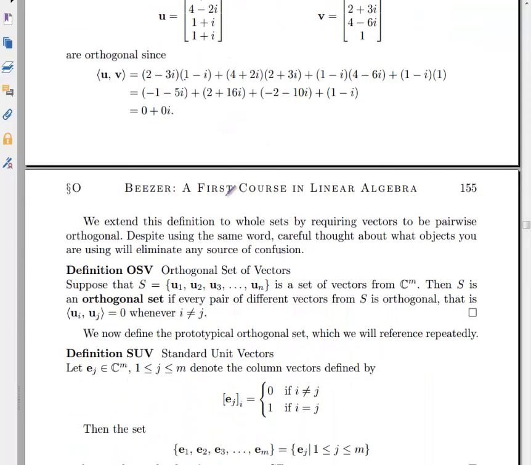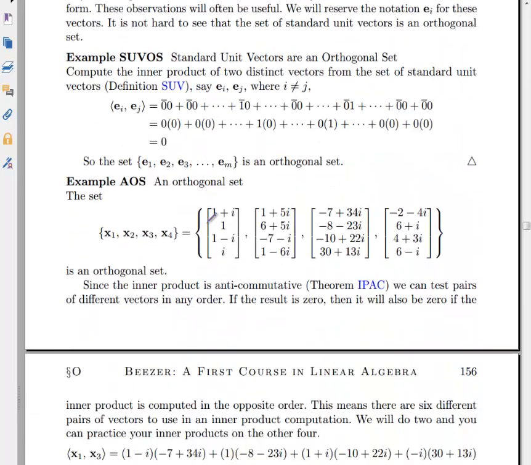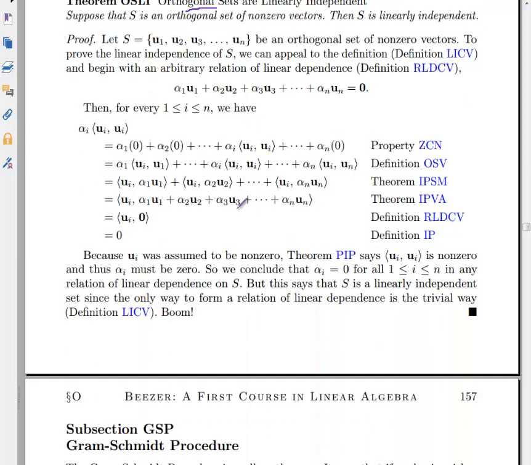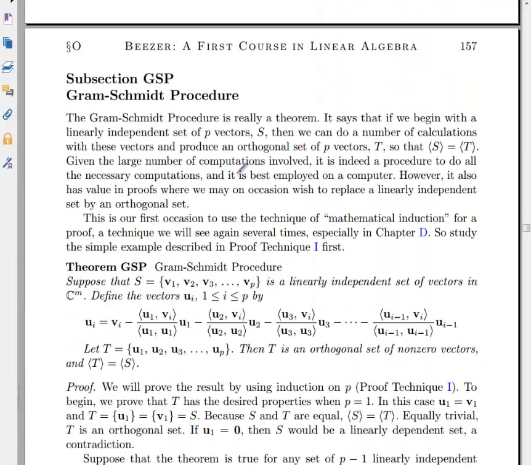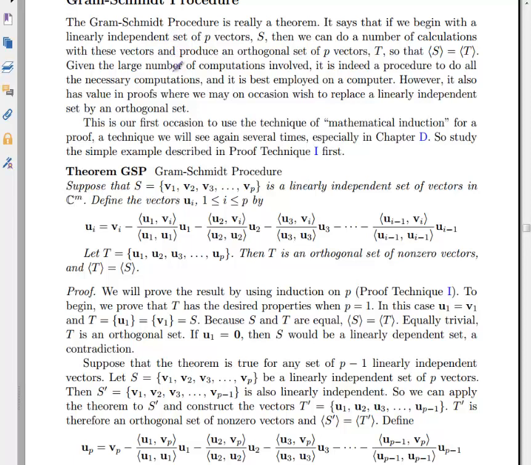Now it turns out that orthogonal vectors, vectors that have inner product 0, have some very nice properties. First of all, they're linearly independent. And now we're going to show that you can take any old set of vectors and use them to create a set of orthogonal vectors. We'll see how useful this is later on, that it's nice to have sets of orthogonal vectors.